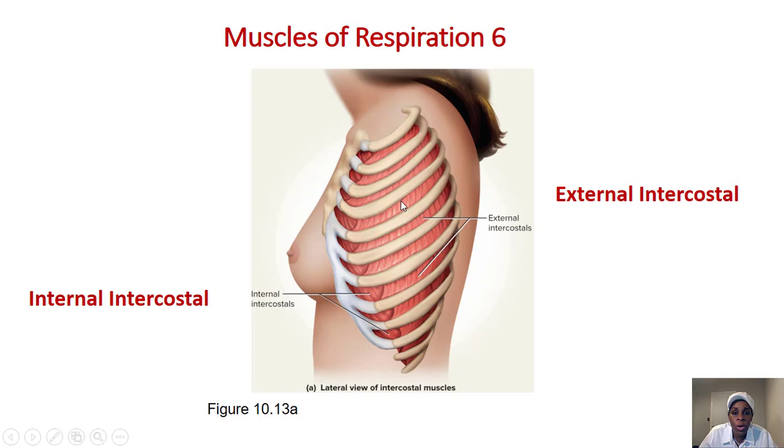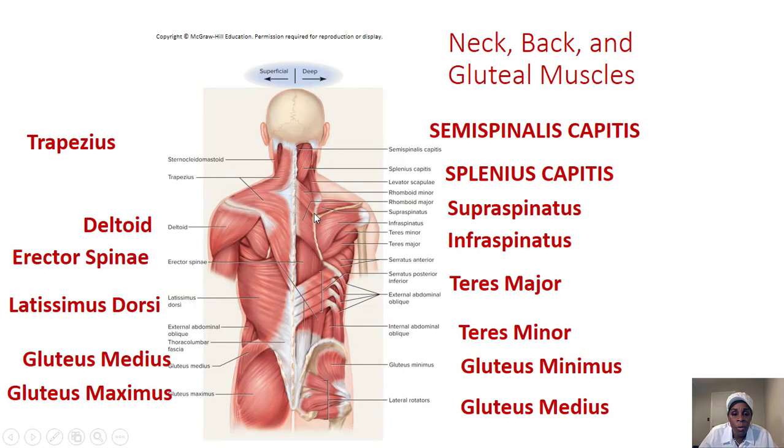Then we have the muscles of respiration, the external intercostal and the internal. Of course, the internal is inside, external is outside. Then the back muscles here, the purpose of this slide, actually the lecture, is to understand these muscles. These are going to be the muscles on the exam, right? So the neck and back and gluteal muscles.